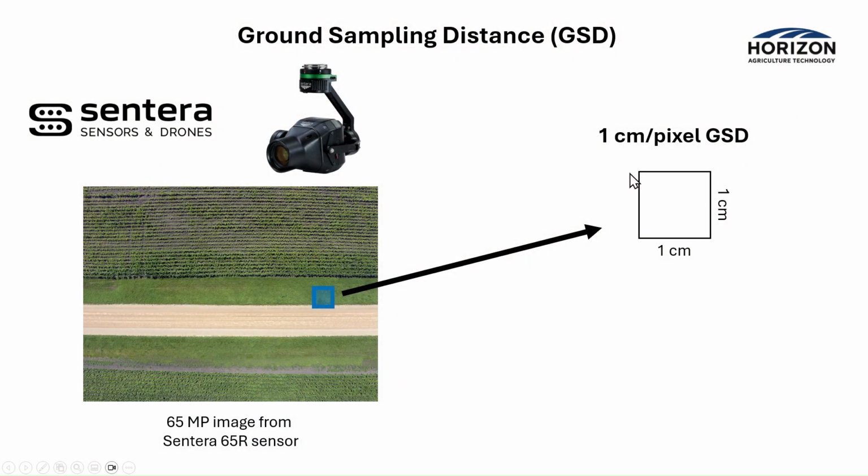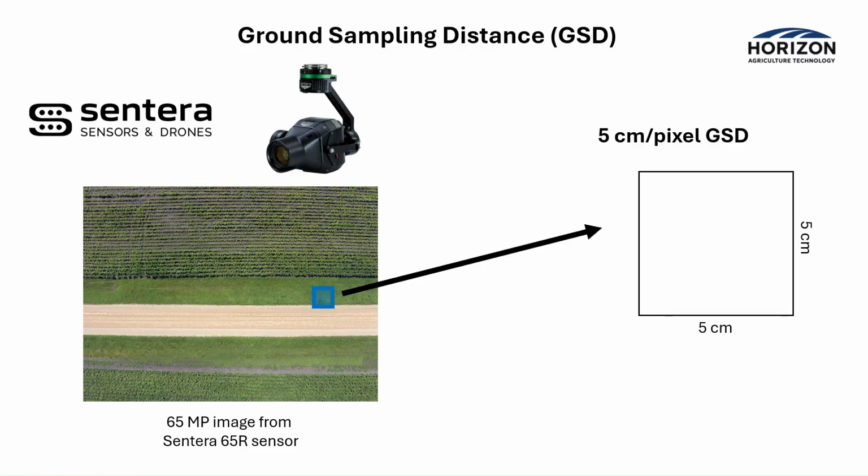So GSD is usually measured in centimeters per pixel. Here we have a 65 megapixel image from a Sentera 65R sensor, meaning there are 65 million pixels in this image. A GSD of 1 centimeter per pixel means that each pixel captures 1 centimeter by 1 centimeter of ground. So that would be a fairly high resolution image.